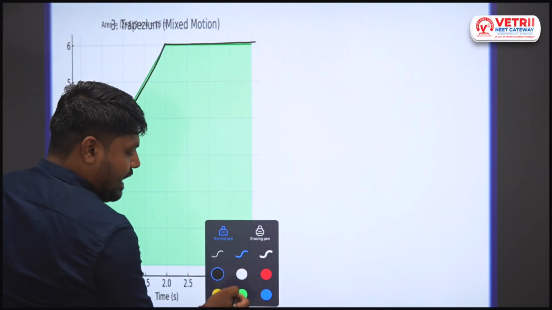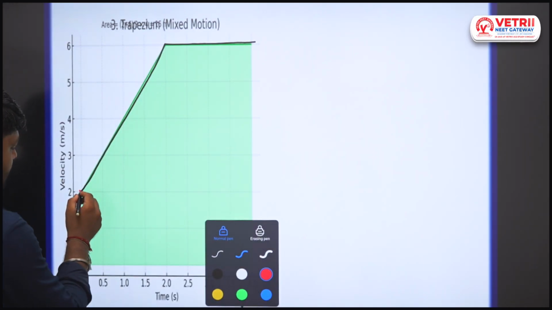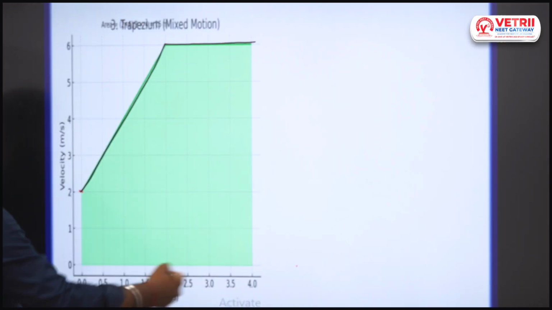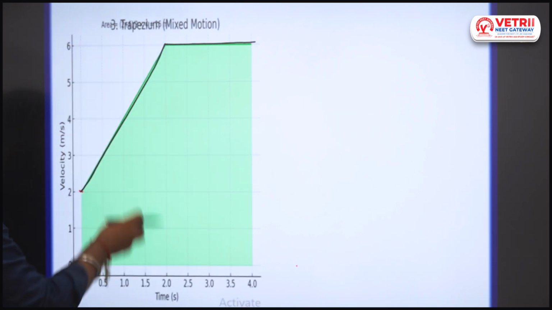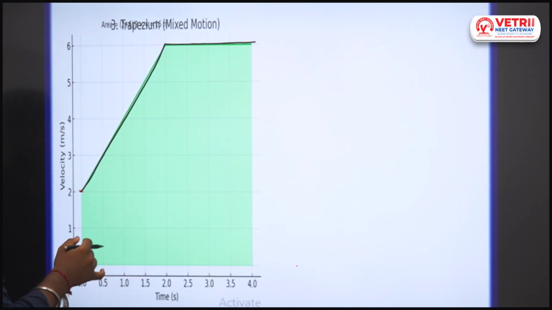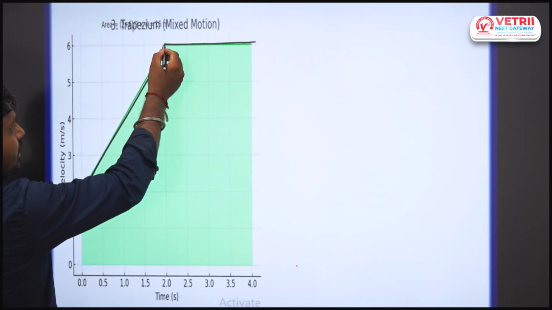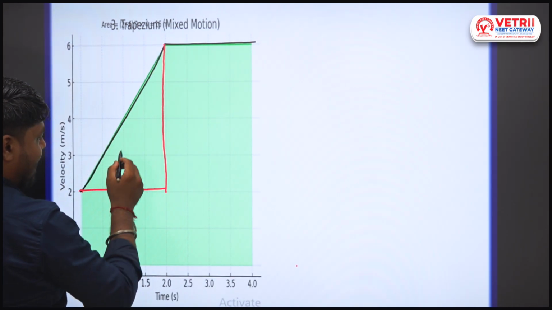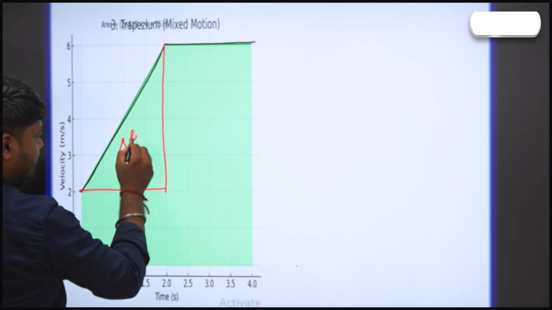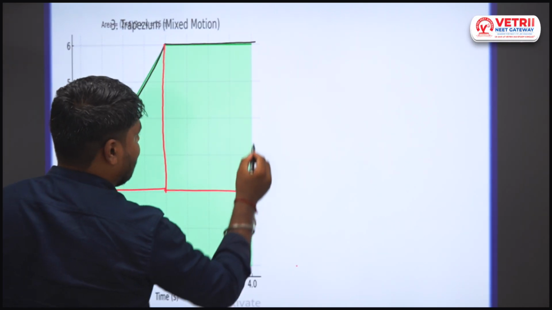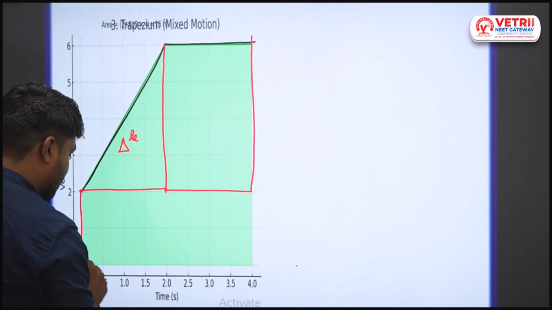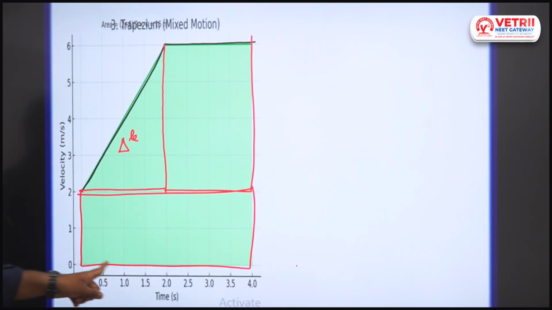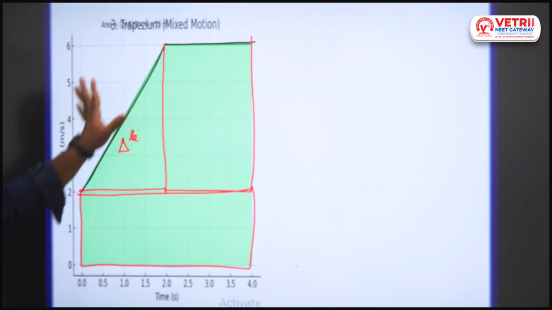What is the area under the graph? This is the area. The full green is the area under this graph. How can we segregate this graph into known quantities? See here. This is one triangle, and here one rectangle, and here one rectangle. Simple. If you add the areas of these, you can get the total area, right?